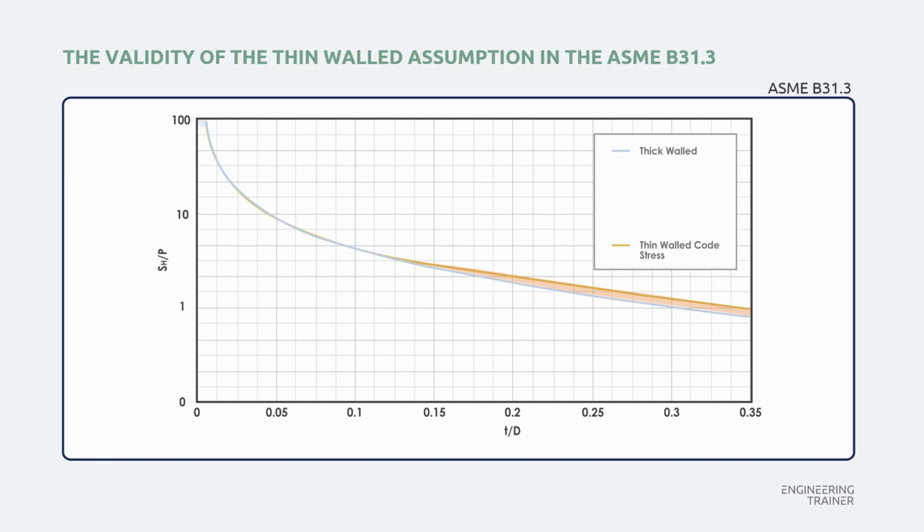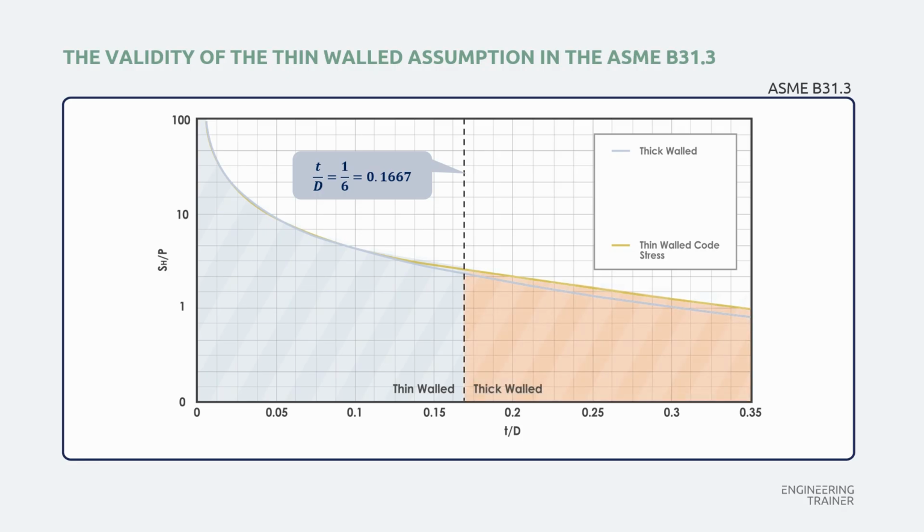Still, the thin-walled assumption is invalid at a certain point, and the use of a thick-walled relation is required. The B31.3 bases this transition on the value of the thickness divided by the outer diameter. For values below 1/6, or 0.1667, the thin-walled relations can be used, but when this value is higher than 1/6, the thin-walled assumption does not hold anymore, and thick-walled relations should be used.